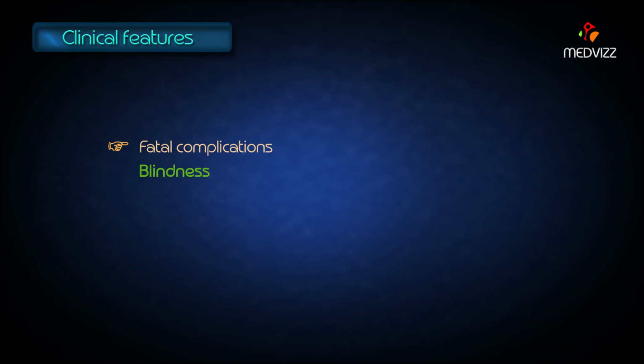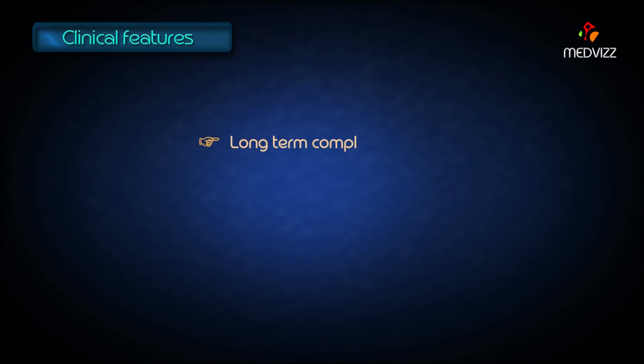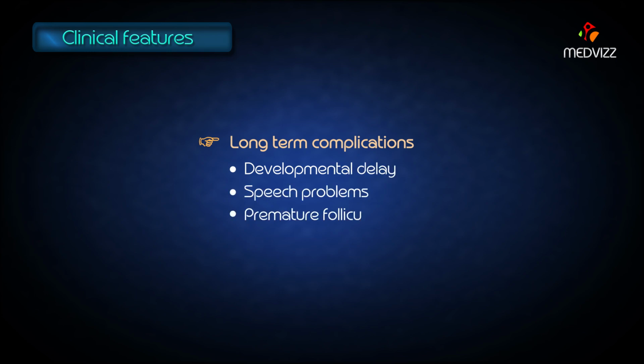Blindness is mainly due to the conversion of the circulating galactose into galactitol, which is also called dulcitol, by an NADPH dependent aldose reductase. High levels of dulcitol or galactitol accumulation cause osmotic swelling, which results in the formation of cataract and finally leads to blindness. The long-term complications of this disease include developmental delays, speech problems, and premature follicular atresia that leads to sterility.